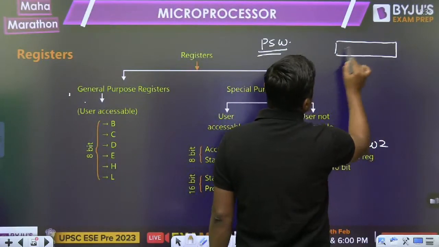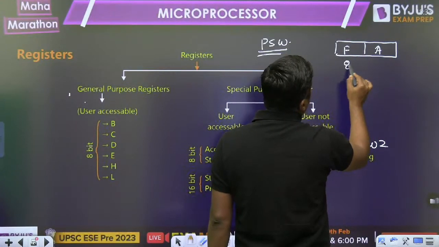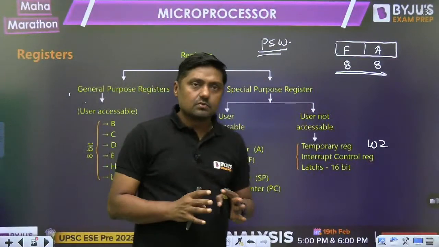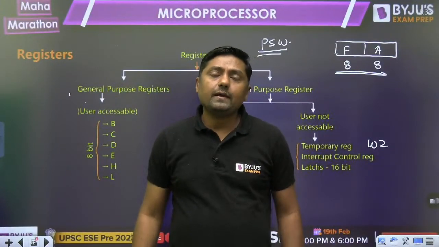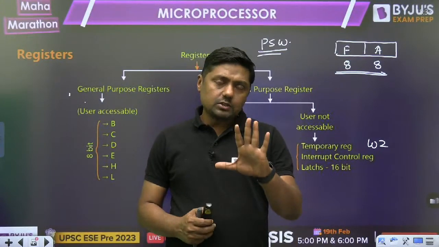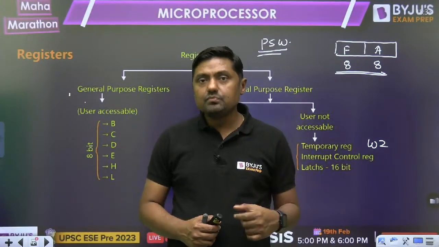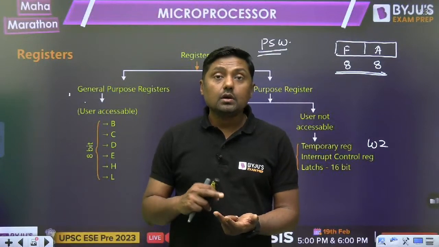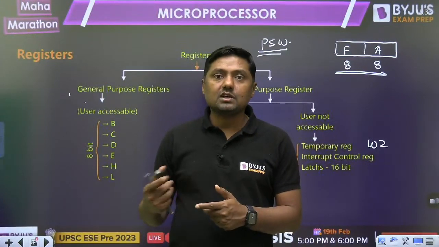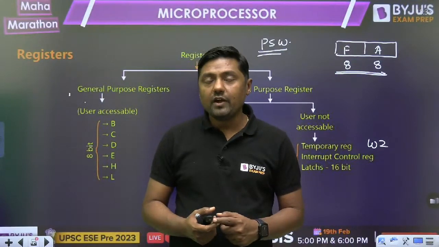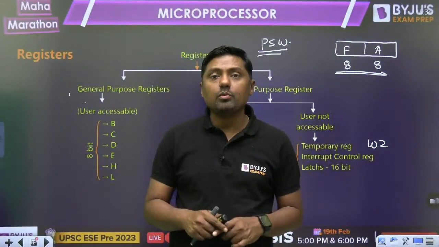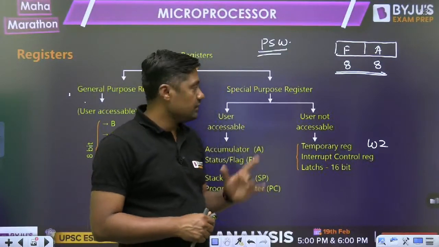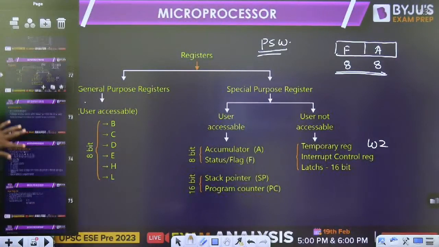Program status word. This is called flag register and that is called accumulator. 8-bit, 8-bit. Total it will become 16-bit. Okay. Now we have 5 flags. Tell me which flags there are. 5 flags means sign flag, whether the result is positive or negative, then zero flag, which tells about the result after the arithmetic or logical operation. Parity flag means number of ones in the answer in the accumulator. Auxiliary carry flag, and finally carry flag. There are 5 flags.